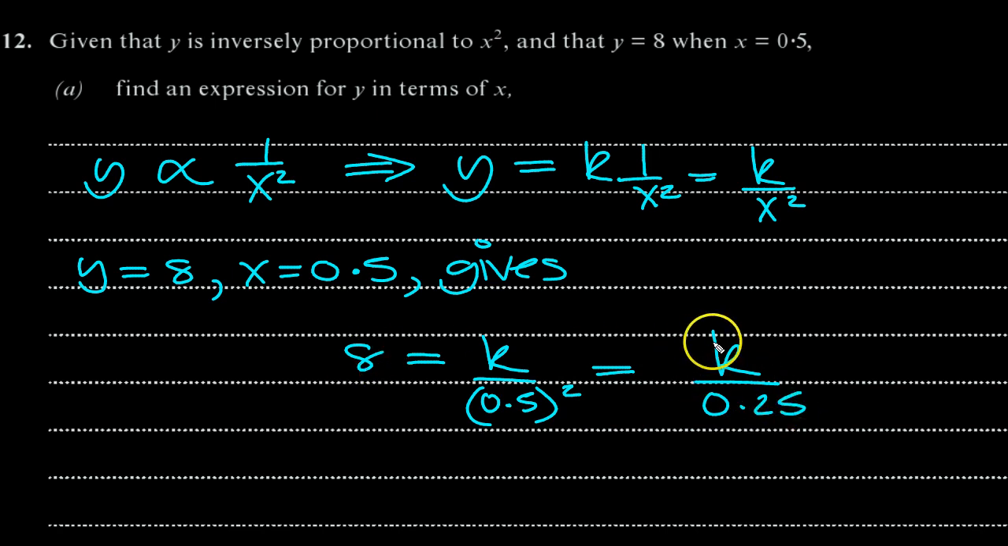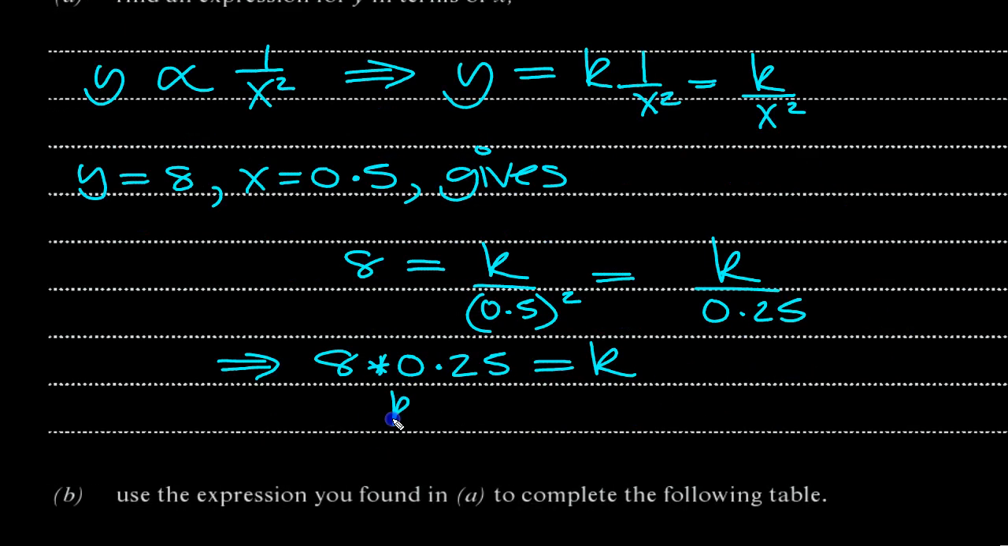Now if we look at 8 equals k over 0.25, move this up from divide to times. So 8 times 0.25 is equal to k. So we've moved that up from divide to times on the other side. And now let's just read it from right to left. 8 times a quarter, tap it in the calculator if you need to, k equals 2.